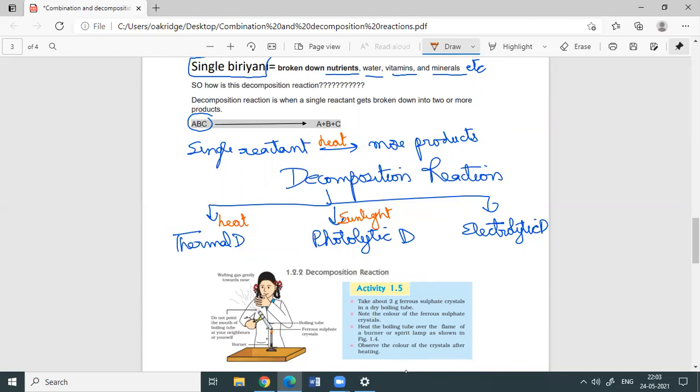If the decomposition reaction is carried out in presence of electricity, so instead of heat, if we give electricity, it is called electrolytic. So it can be sunlight, it can be heat, or it can be electricity. Children, if you hear this word photo, it would be mostly in presence of sunlight. Most probably every time this word photo comes, sunlight will be involved in that reaction.